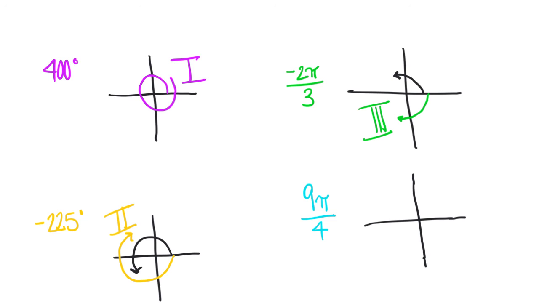9 pi over 4 is again an additional revolution around the coordinate plane because it is greater than 2 pi. So 2 pi in this case would be the same as 8 pi over 4. So therefore I know that I'm going more than one revolution around the coordinate plane, or around the origin, and therefore I would just go an additional little bit more and my answer would put me into quadrant 1.